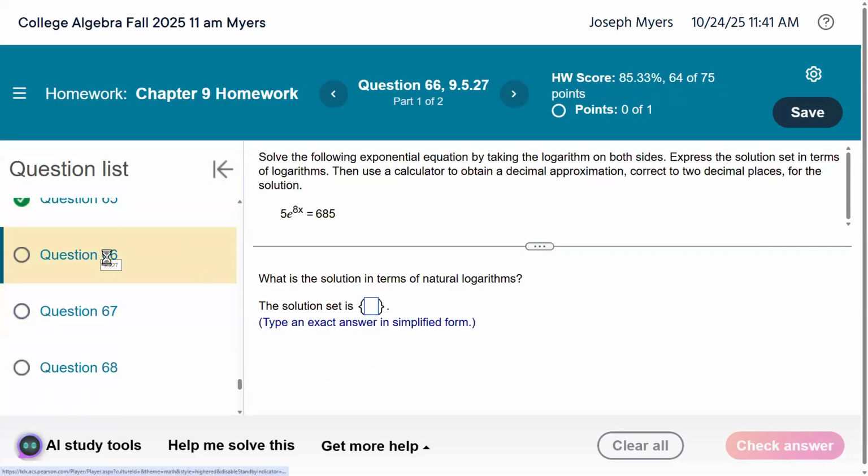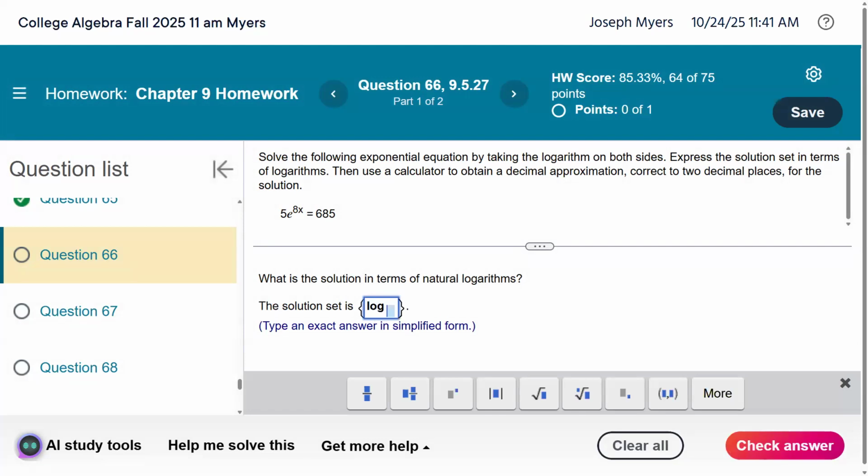Okay, 66. So this one says, what's the solution in terms of natural logarithms? Okay, we're going to do this one the same way. So we're going to apply a log base 5 to the left side, and then 5e to the power of 8x. Oh, no, that's actually, well, that's silly. No, don't do a log base 5 to both sides.